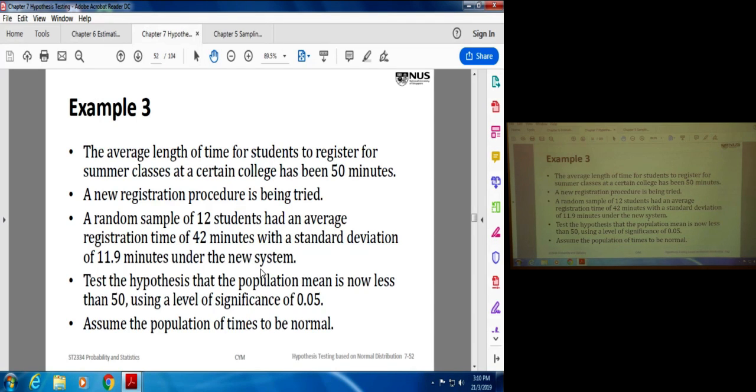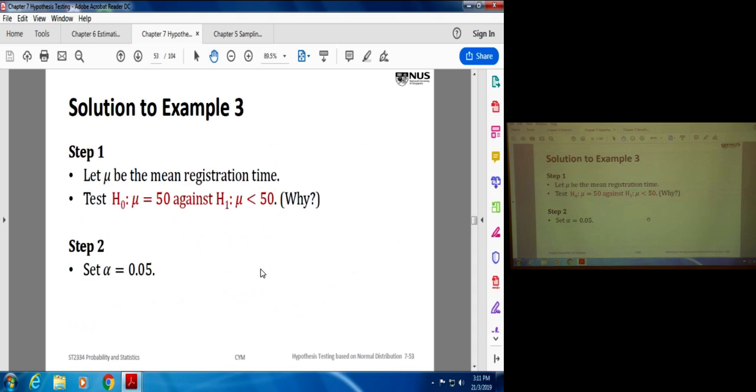The average length of time for students to register for summer classes at a certain college has been 50 minutes. A new registration system is started. You have 12 individuals, a random sample, and you get a mean of 42 minutes and a standard deviation of 11.2. So we want to test that this new system is now less than 50, assuming a significance level of 0.05, and of course everything is going to be Gaussian. We're just applying the testing method that we had before.